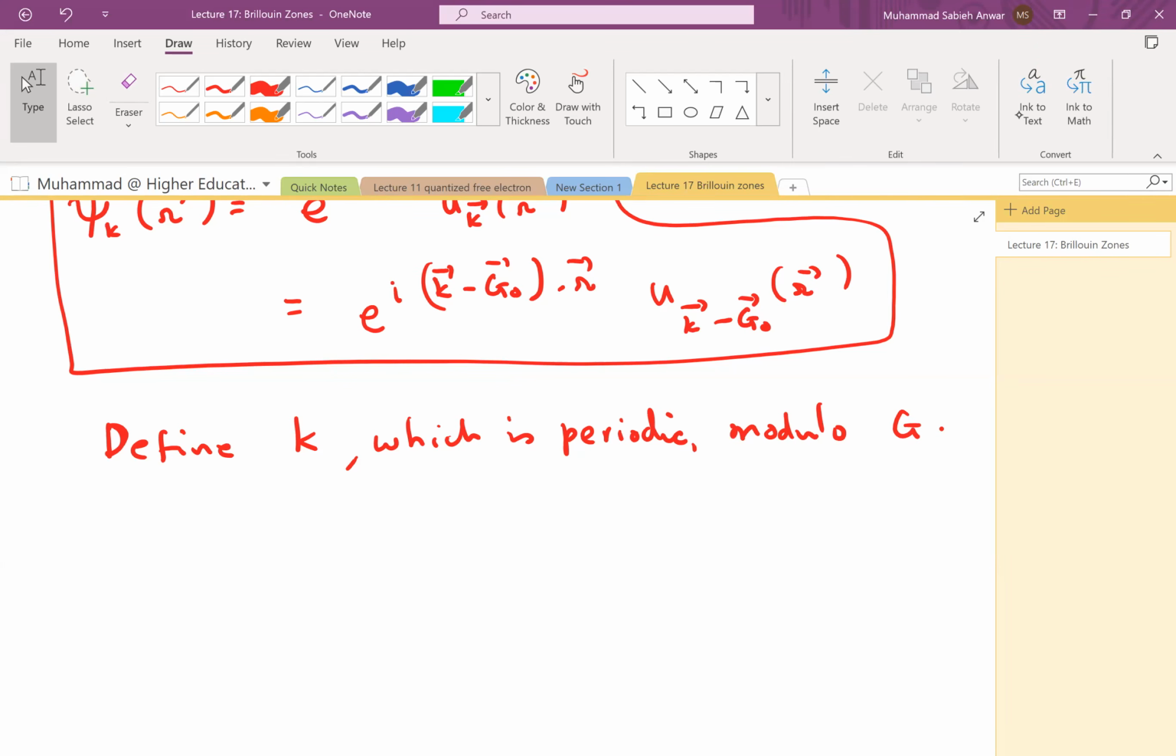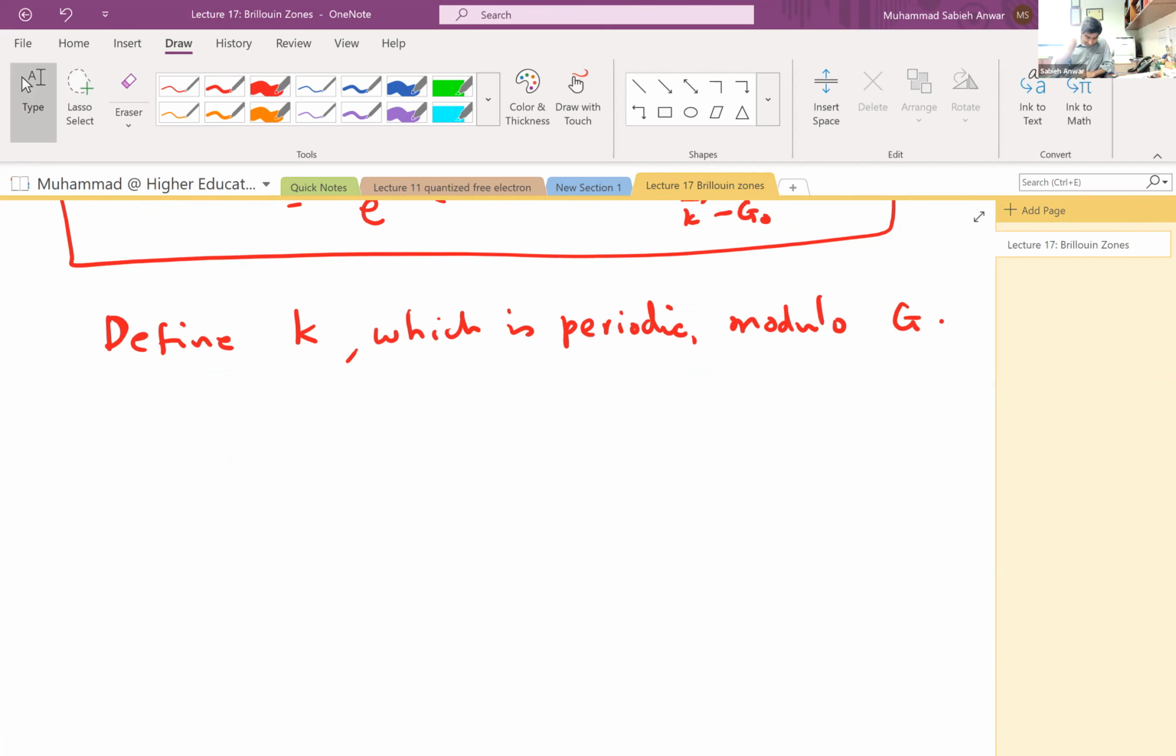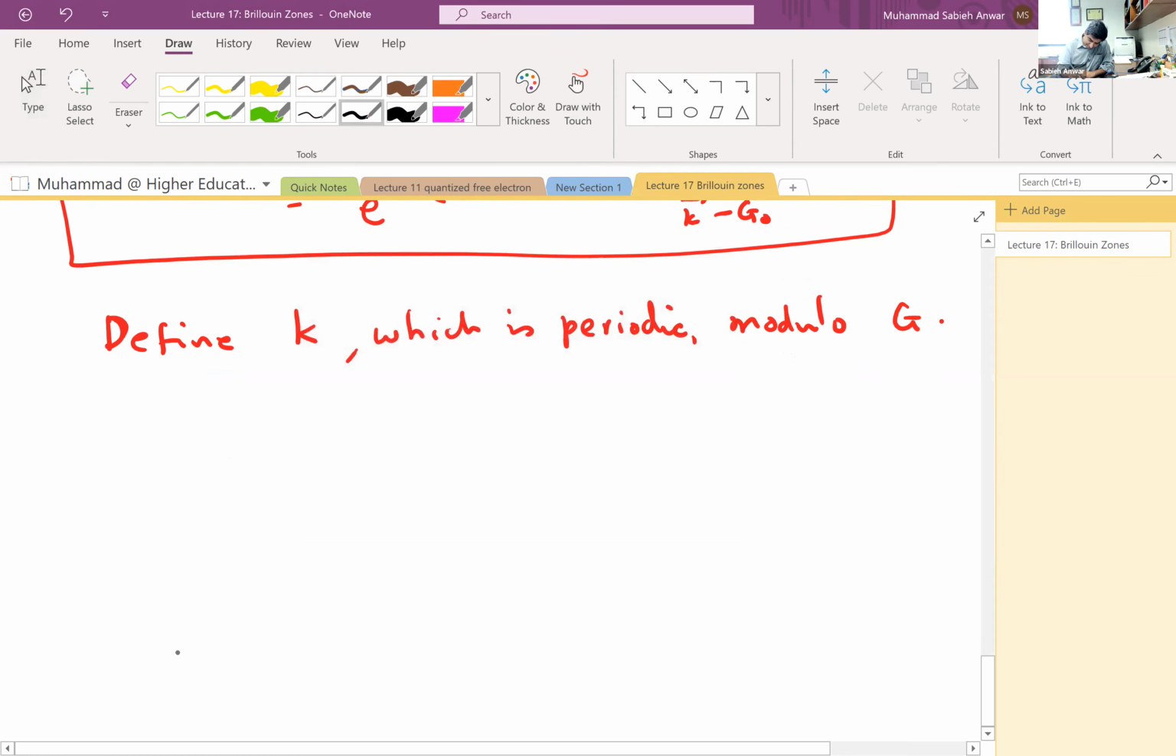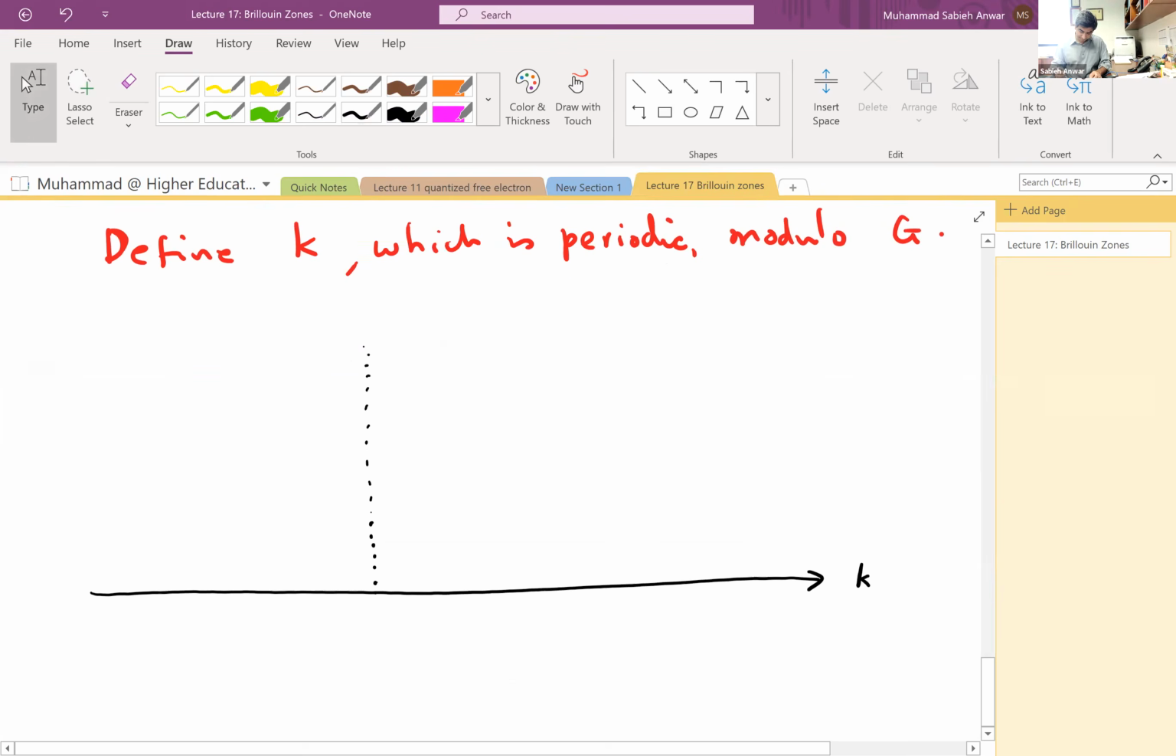So remember that G's are my nomenclature for reciprocal lattice vectors and K's are arbitrary points, finer space points in the K space. Now, if you look at the dispersion relationship, let's draw it. My K space. Let me just draw a line here. I'm going to talk about nearly free electrons, in which those energy gaps exist. So this is K equals 0.